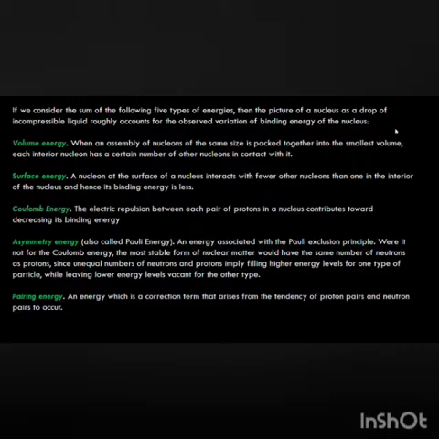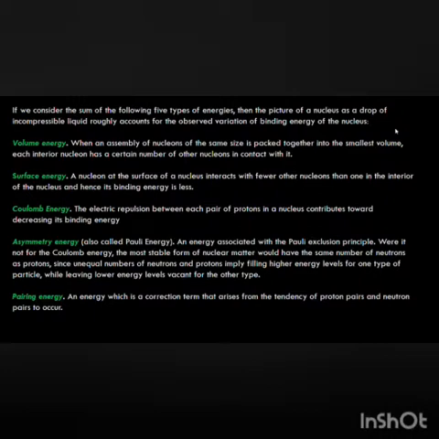It is also called Pauli energy, an energy associated with the Pauli exclusion principle. Were it not for the Coulomb energy, the most stable form of nuclear matter would have the same number of neutrons as protons. To be stable, an atom must contain the same number of neutrons and protons, since unequal numbers imply filling higher energy levels for one type of particle, while leaving lower energy levels vacant for the other type.